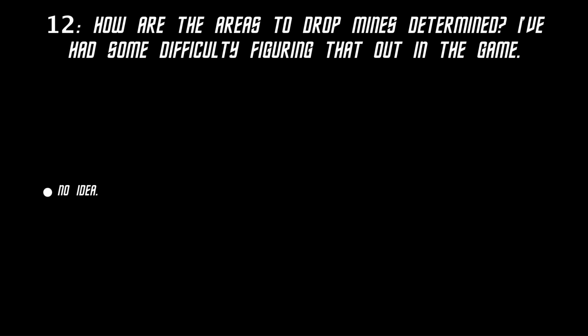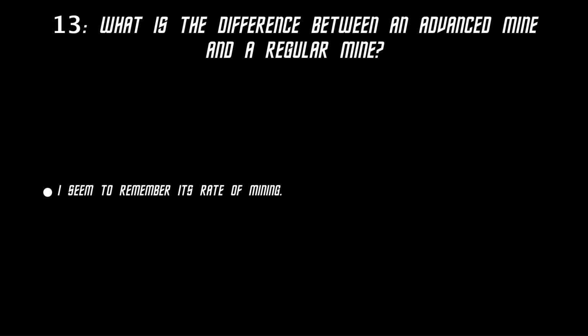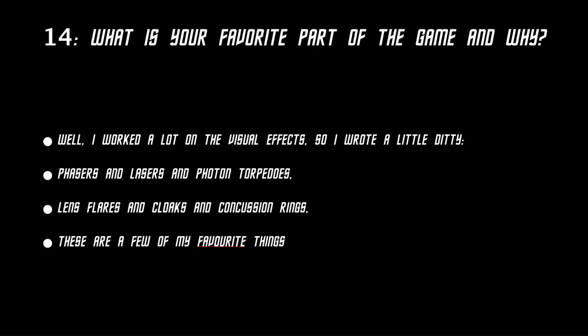How are the areas to drop mines determined? I've had some difficulty figuring that out in the game. Unfortunately, Cliff did not have any idea. Number 13. What is the difference between an advanced mine and a regular mine? I seem to remember it's the rate of mining.